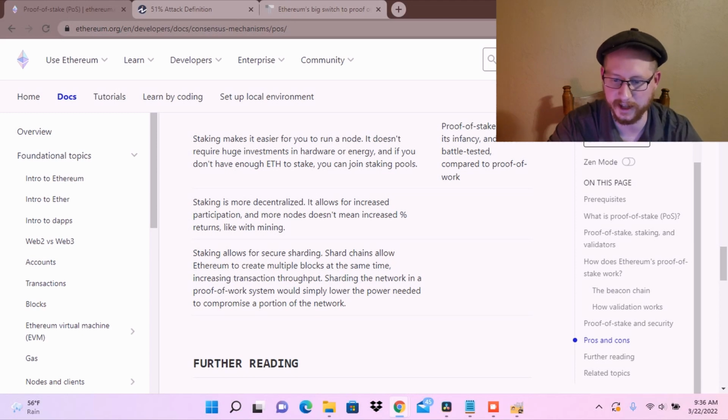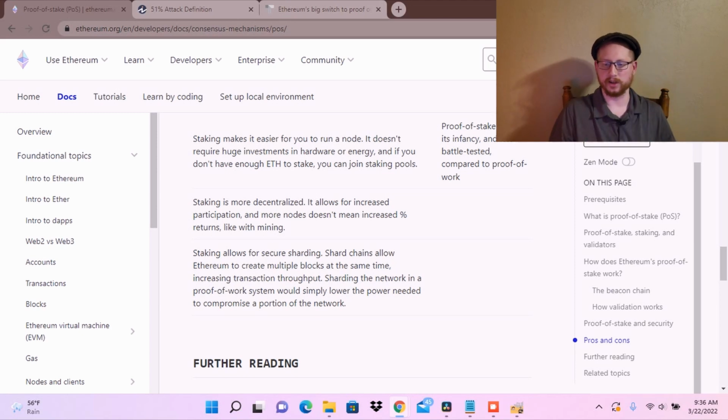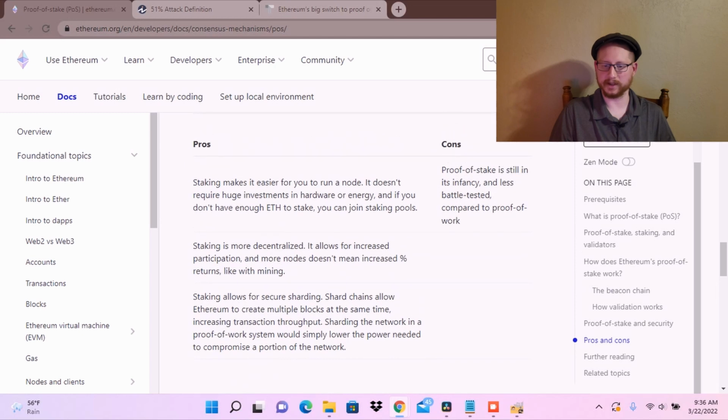So staking allows for more secure sharding. Shard chains allow Ethereum to create multiple blocks at the same time, increasing transaction throughput. Sharding the network in a proof-of-work system would simply lower the power needed to compromise a portion of the network. Okay, so how I'm understanding this, and of course write in the comments and let me know so I can correct it, is that you're able to do multiple blocks at a time, which are like groups of transactions, more than you could with proof-of-work.